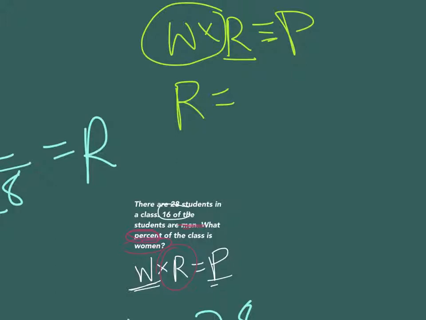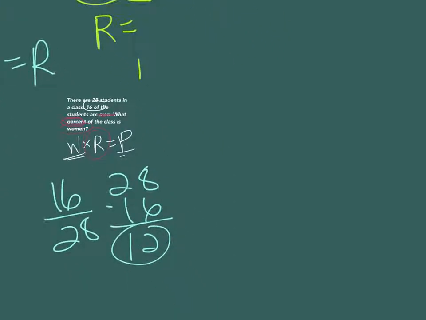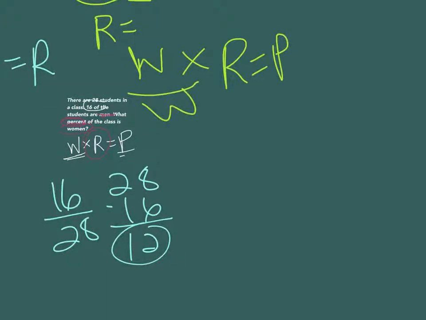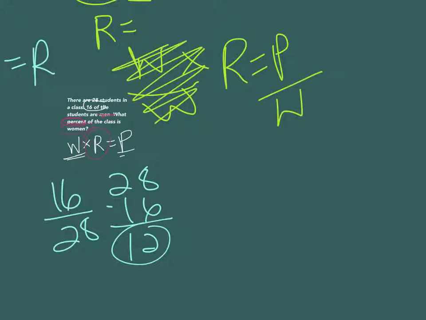So what's the opposite of multiplying by W? You should know that it's actually dividing by W. So you have W times rate equals part, divide by W. And because of this equal sign, what you do to one side, you have to do to the other. So let's divide by W here. These guys cross each other out, and you know that rate equals part over whole.